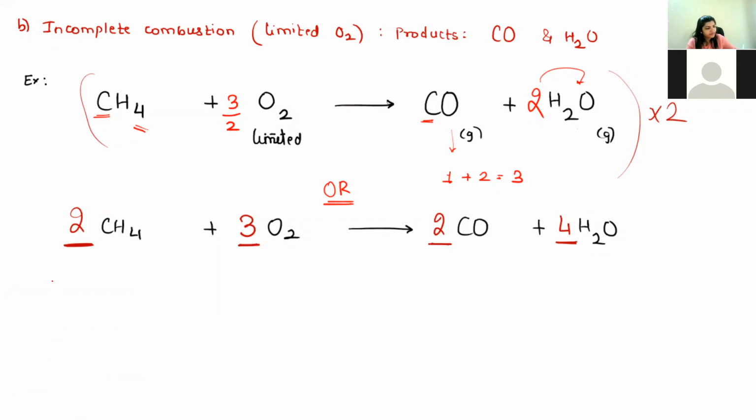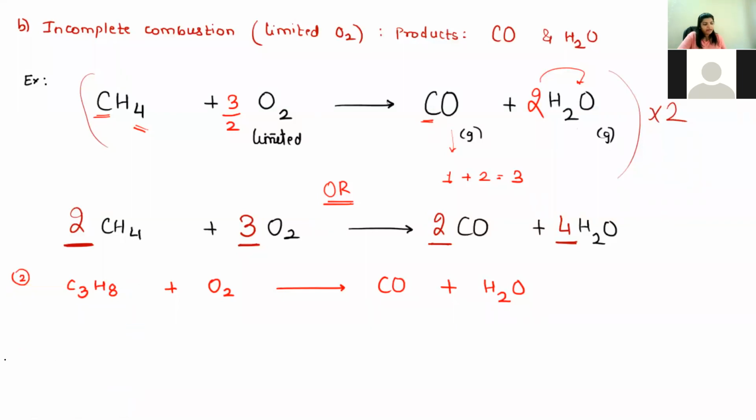Please solve this question. C3H8 plus O2 gives carbon monoxide plus H2O. I'm going to wait for 2 minutes, write the equation and balance it. Now, how many carbons are there? There are 3 carbons, so we'll write 3CO. 8 hydrogens means 4 H2O. Now, oxygen over here is 2, and over here 3 plus 4, which is 7.